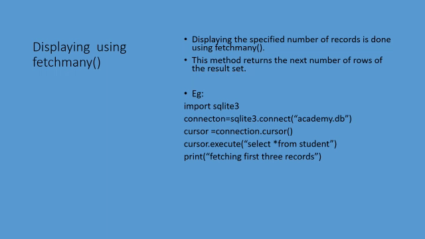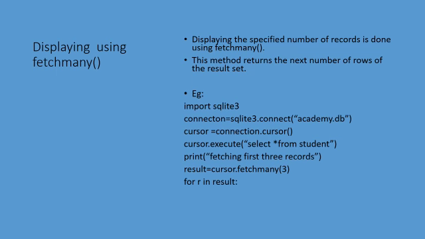Next, print fetching first 3 records. This I am going to print, so I have written the message like that. Next, result equal to cursor.fetchmany of 3. What is the meaning of it? The fetchmany will fetch the records. How many records? It will take 3 records. Within the bracket we have given that many records it will fetch, and it is stored in result.